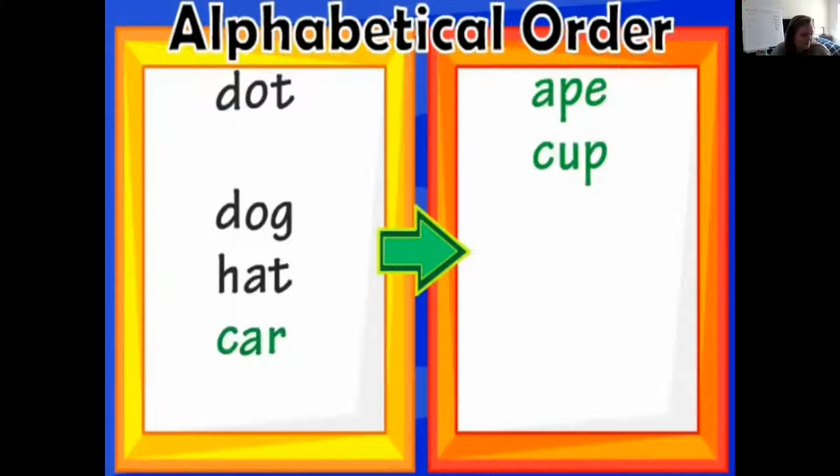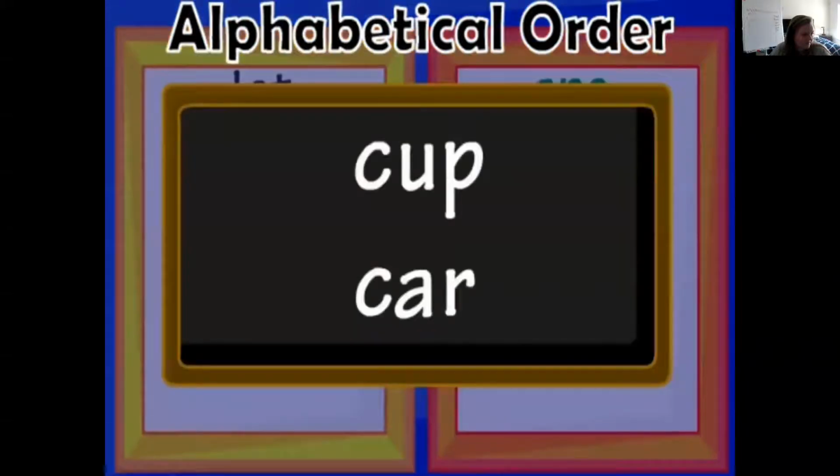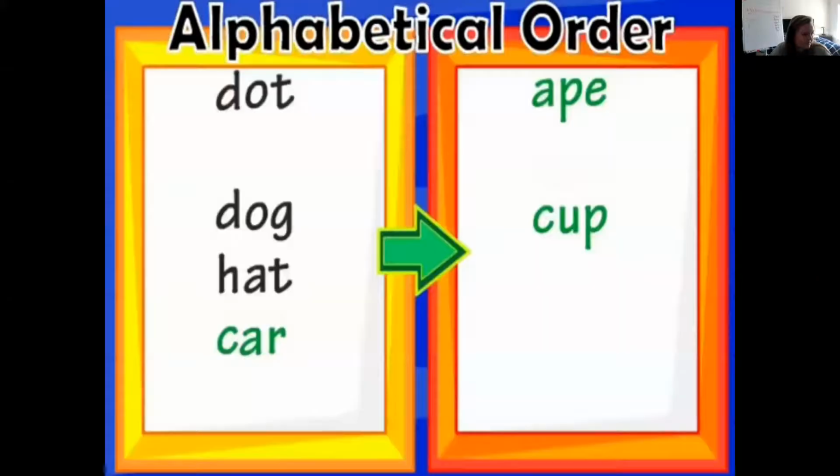It's okay, no problem. Don't panic. Now we just have to look at the second letter. Let's line these up. C is the same, so we ignore that letter and look at the second letter. A and U. A comes first. So car is actually our second word and cup is our third word.